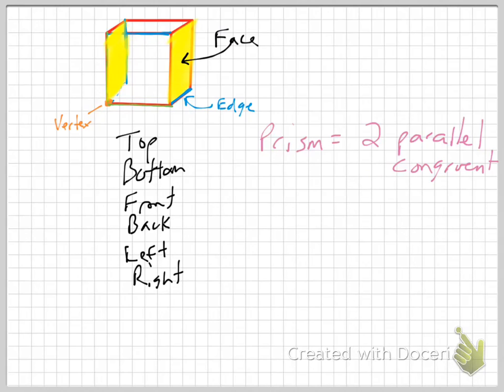What's congruent mean? Same everything, right? Identical. Two parallel congruent faces called a prism. Those two parallel congruent faces are actually, at this point, called a base. Okay, they're called a base. And whatever the base is, what you call that prism.